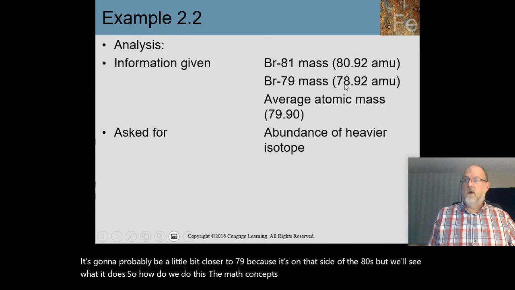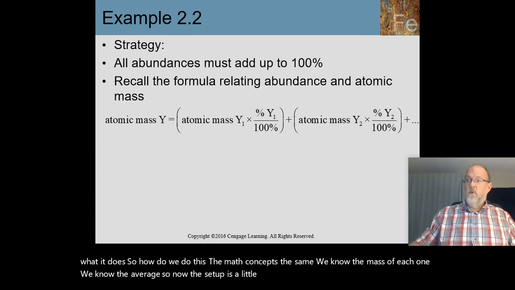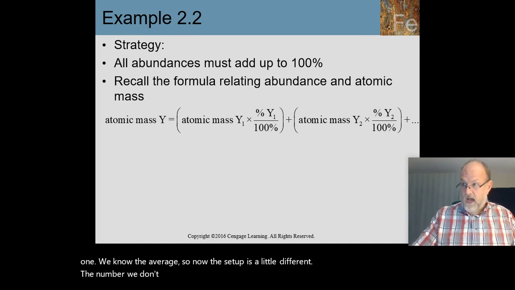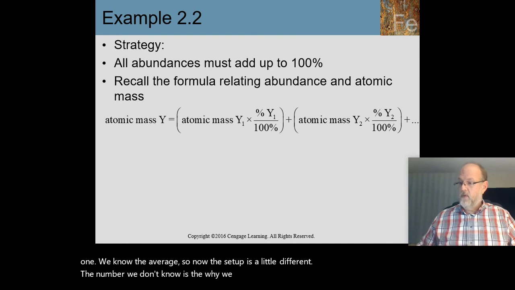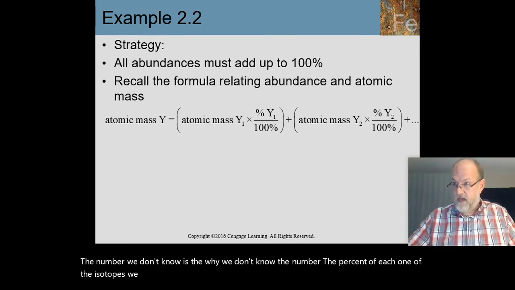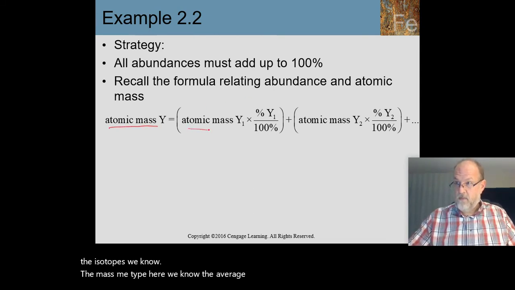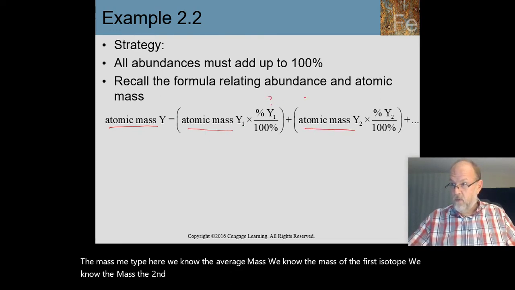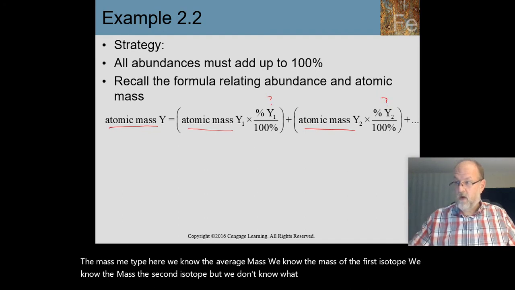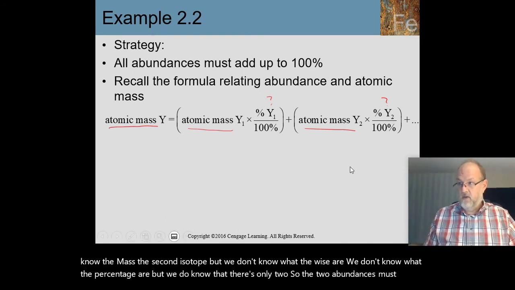We know the mass of each one. We know the average. So now the setup is a little different. The number we don't know is the Y. We don't know the percent of each one of the isotopes. We know the average mass. We know the mass of the first isotope. We know the mass of the second isotope, but we don't know what the Y's are. We don't know what the percentages are. But we do know that there's only two, so the two abundances must add up to be 100%.